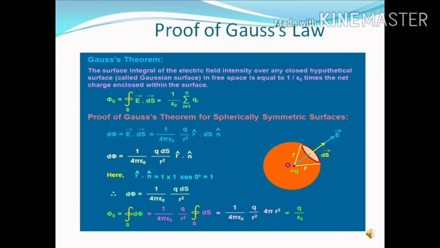Now the total flux can be calculated by integrating this equation. After integration, phi becomes the integral of d phi, that is equal to 1 upon 4 pi epsilon naught Q upon r square times the integral of dS, that is equal to 1 upon 4 pi epsilon naught Q by r square times 4 pi r square, which is equal to Q upon epsilon naught, which is Gauss's law.